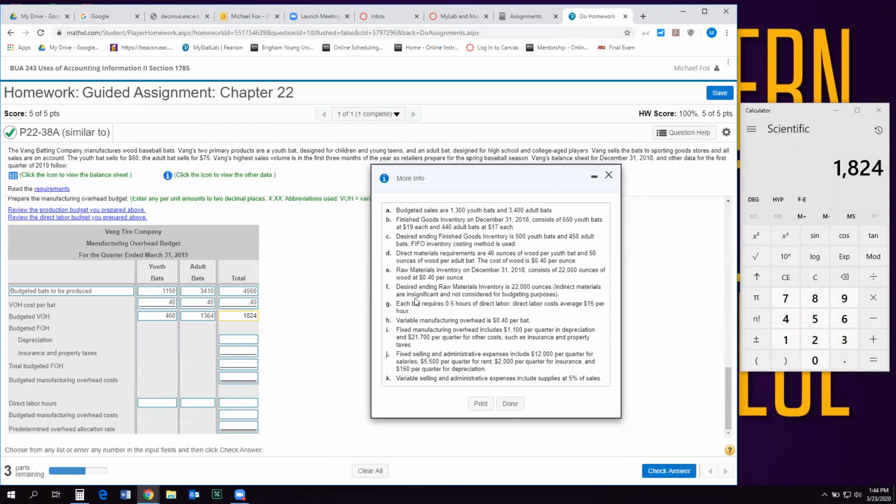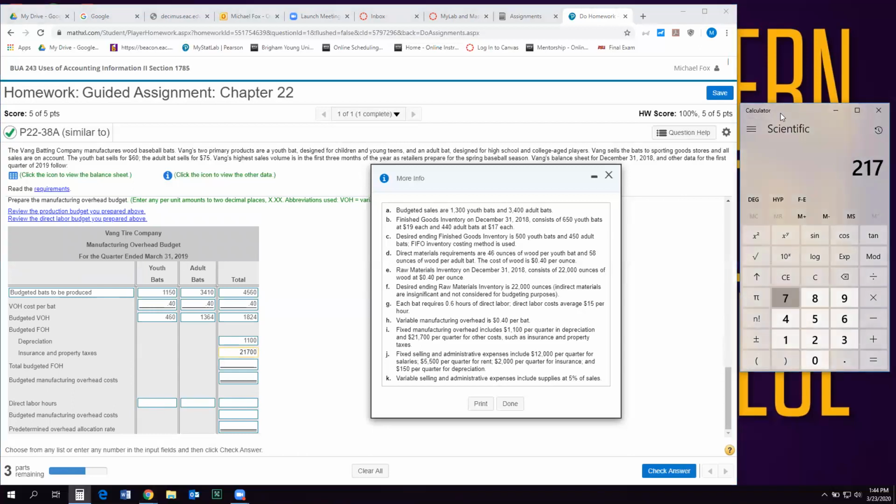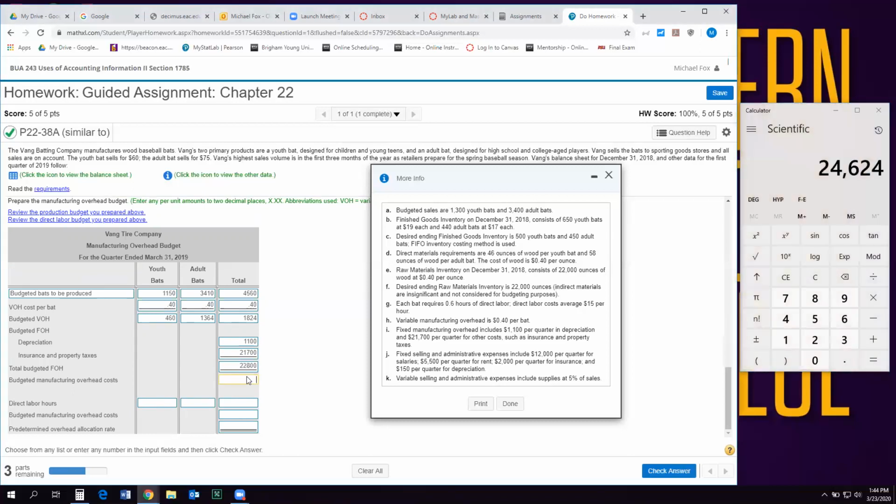Then our fixed overhead is 1,100 for depreciation and 21,700 for other costs. Our total fixed overhead will be 21,700 plus 1,100, 22,800. And so our budgeted manufacturing overhead costs will be our fixed overhead of 22,800 plus our variable of 1,824, 24,624.